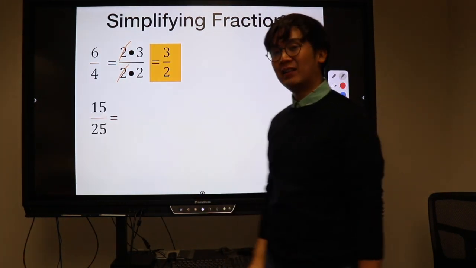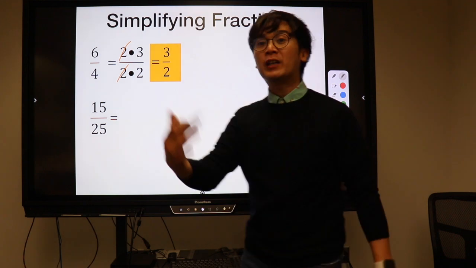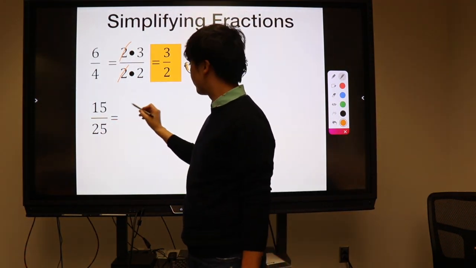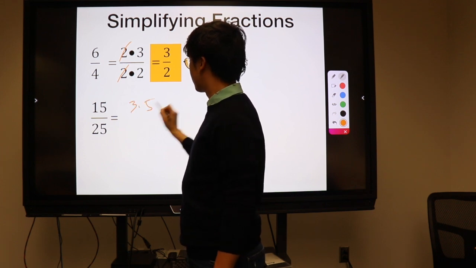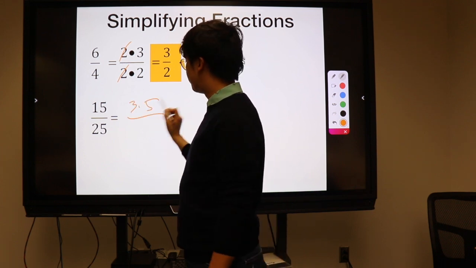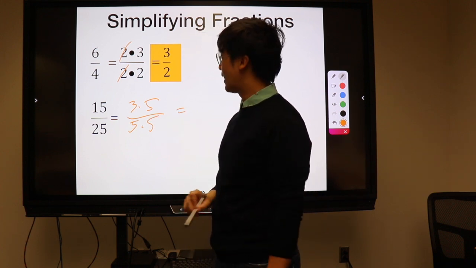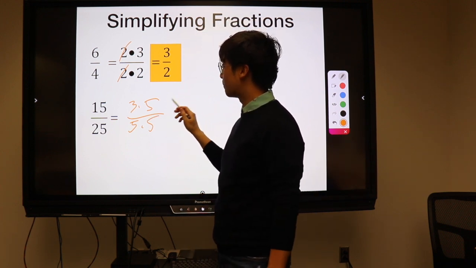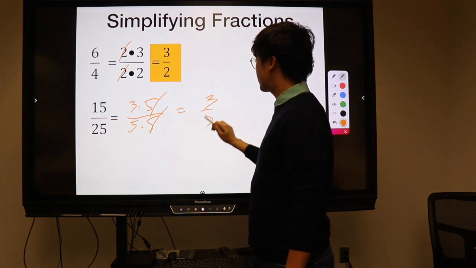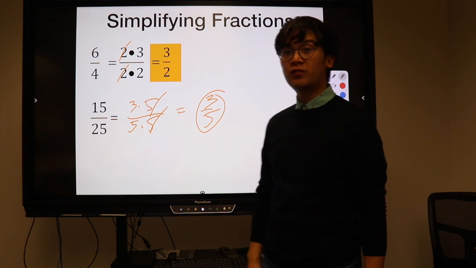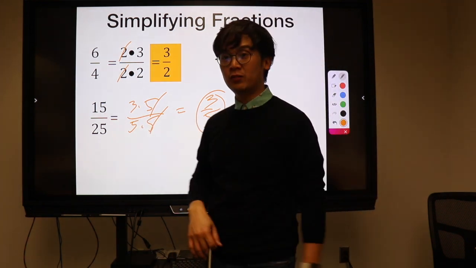15 over 25. Let's simplify this by using this technique, prime factorization. What are the factors of 15? 3 and 5. Factors of 25? 5 and 5. Can we cancel? Yes. What are we canceling? 5. So the simplest form of 15 over 25 is 3 over 5.